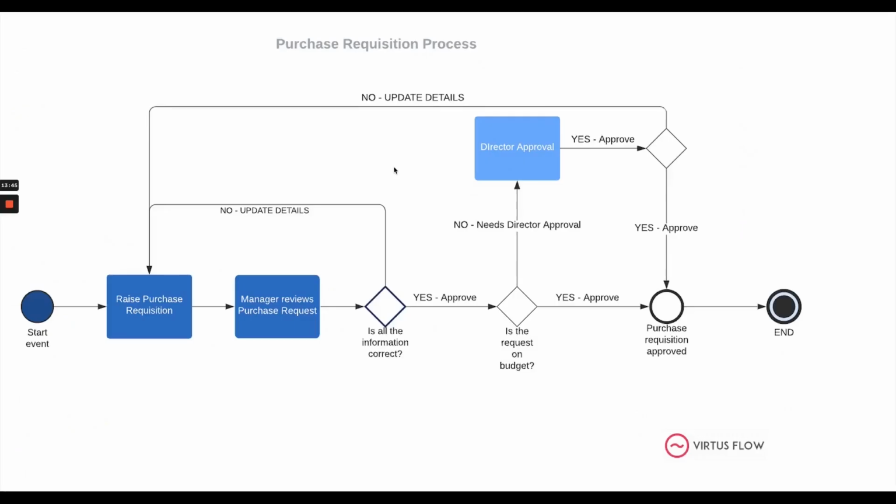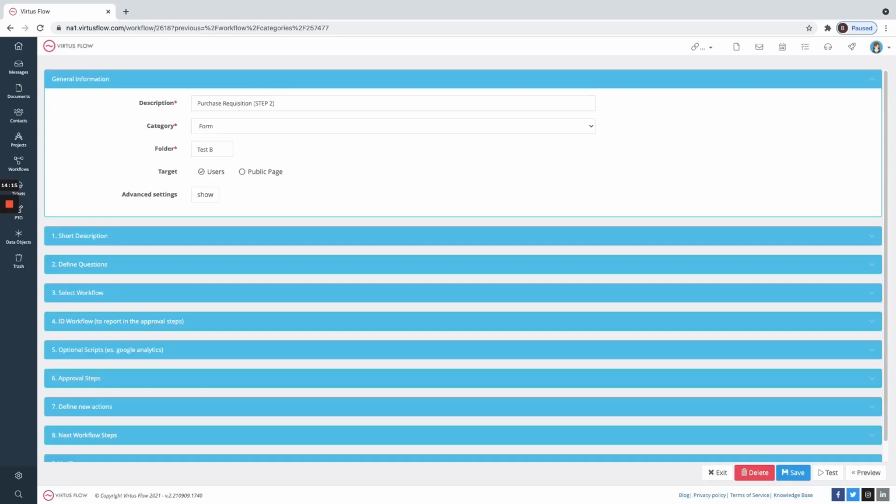We'll now go on to step two. Just like in step two of the flowchart, the request will then need to go to the manager to approve. We'll create this step to do the same. It will be created in the same way as step one. It will be named Purchase Requisition Step 2.